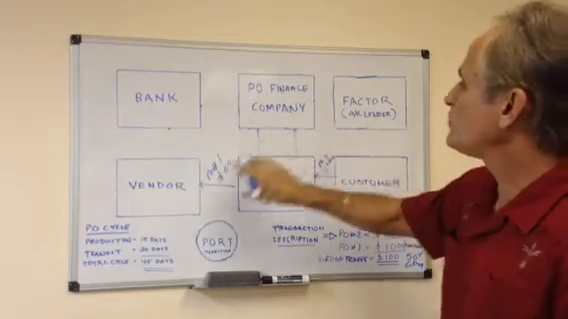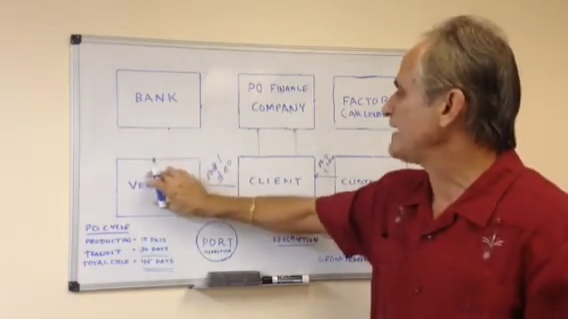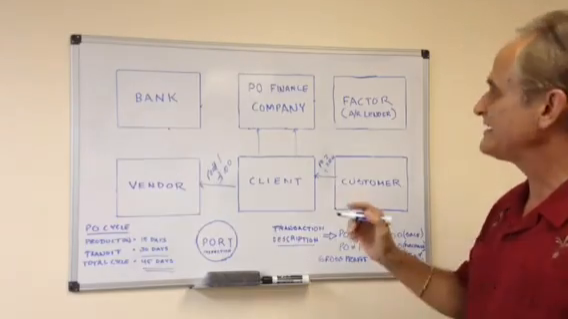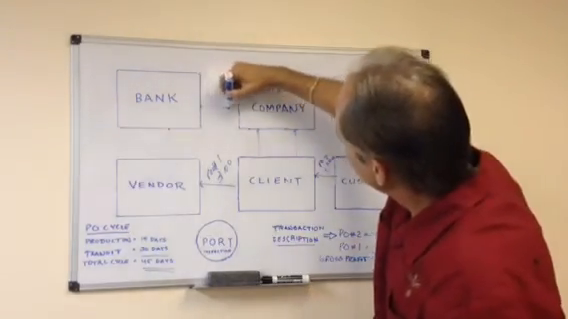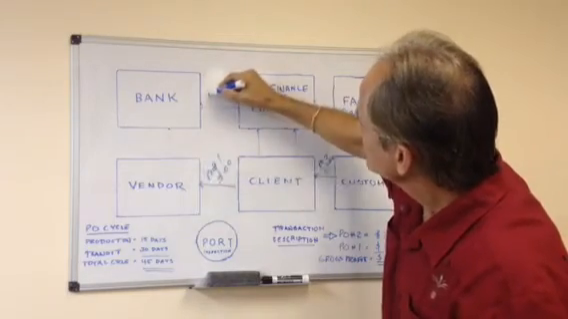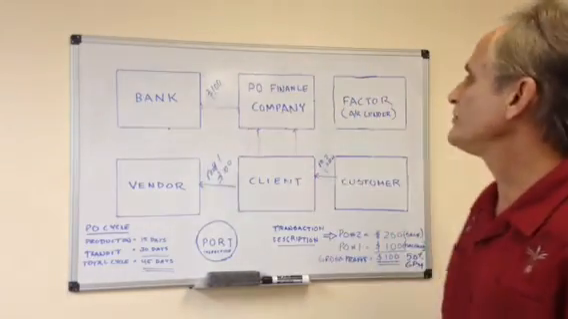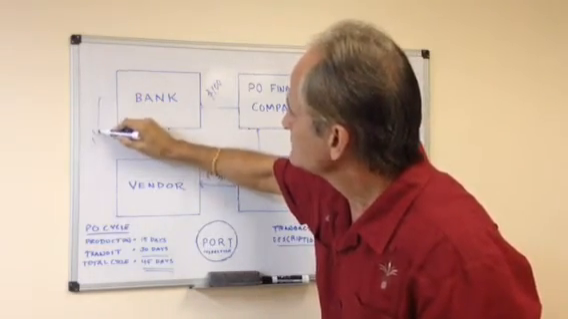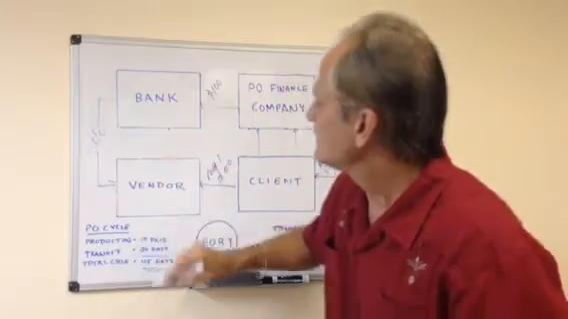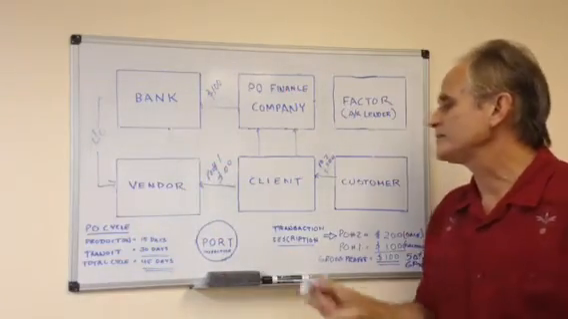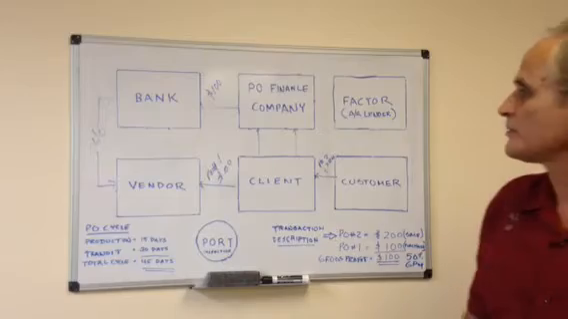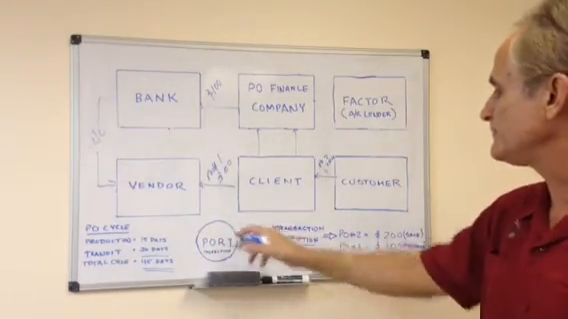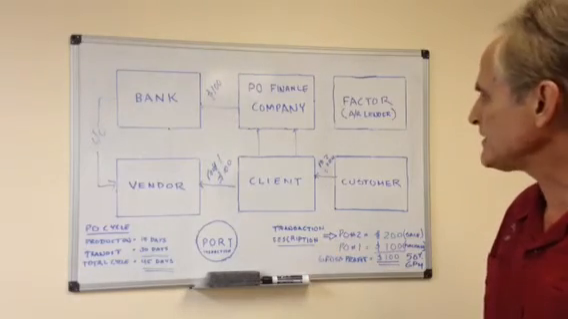The PO finance company will not send money, and this is important, they will not send money to the vendor prior to the vendor producing a product. Instead, they will submit the funds, the $100, to a bank. They will deposit it in the bank, and they will have the bank issue a documentary letter of credit to the vendor guaranteeing 100% of the $100 purchase price once the vendor produces the product and delivers it to the ship, in this case.